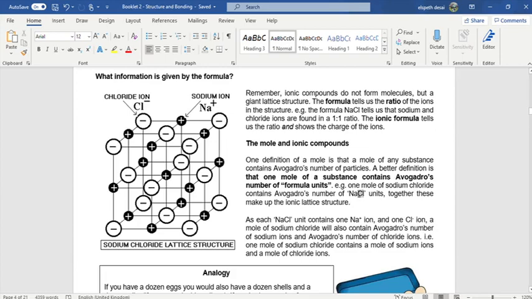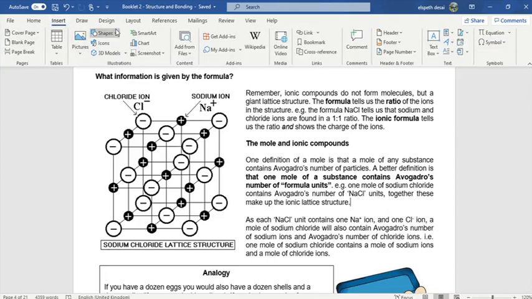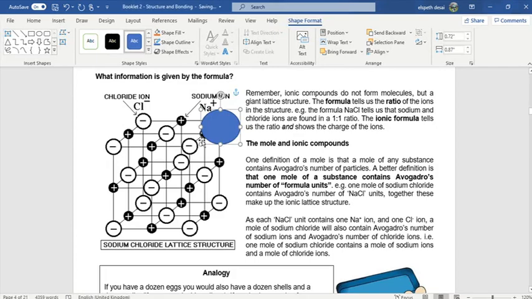So the formula for sodium chloride is NaCl, and 1 mole of sodium chloride contains Avogadro's number of NaCl units, and together these make up the ionic lattice structure. I'm just going to try and circle the NaCl unit for you. What we mean by the NaCl unit is just one, because the formula is NaCl, the NaCl unit is just made up of one sodium ion and one chloride ion.